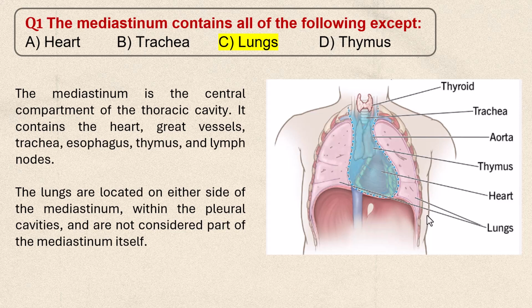Lungs. When you look at the picture, the area demarcated by the dotted line is the mediastinum. The mediastinum is the central compartment of the thoracic cavity. It contains the heart, great vessels, trachea, esophagus, thymus and lymph nodes. But both lungs are outside the mediastinum. It makes the border. The lungs are located on either side of the mediastinum within the pleural cavities and are not considered part of the mediastinum itself.